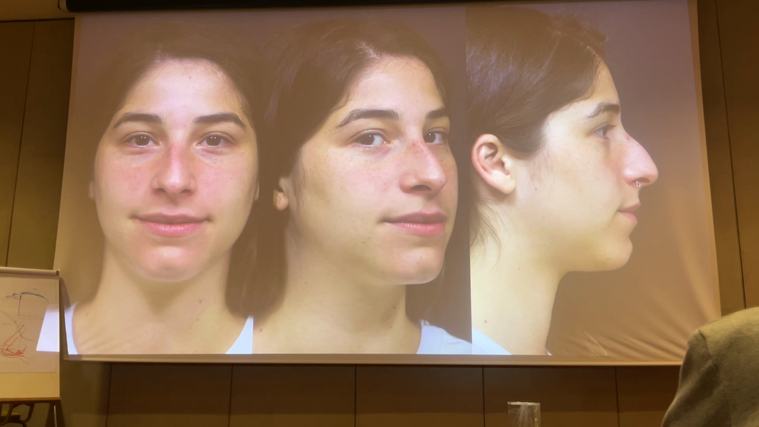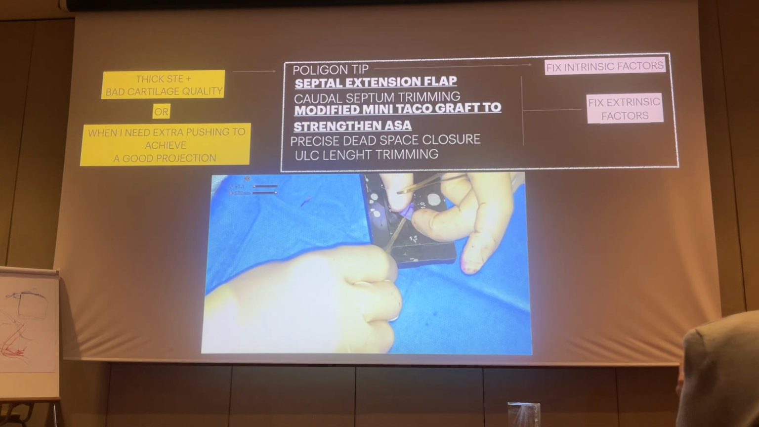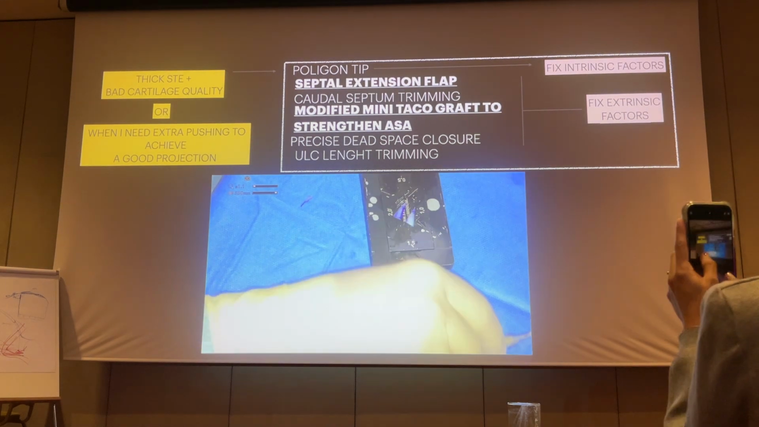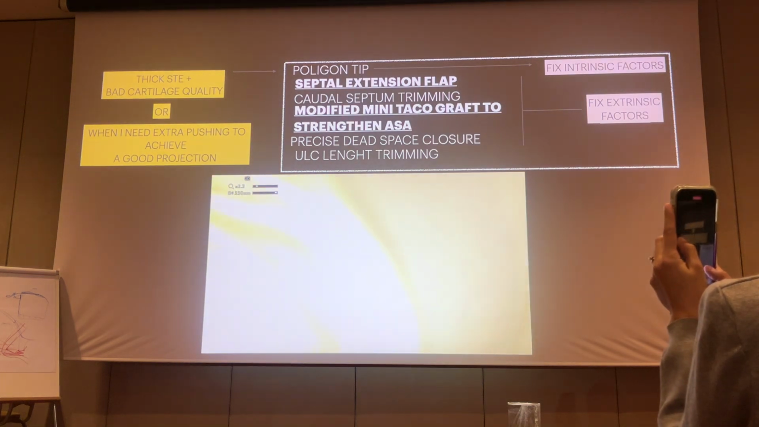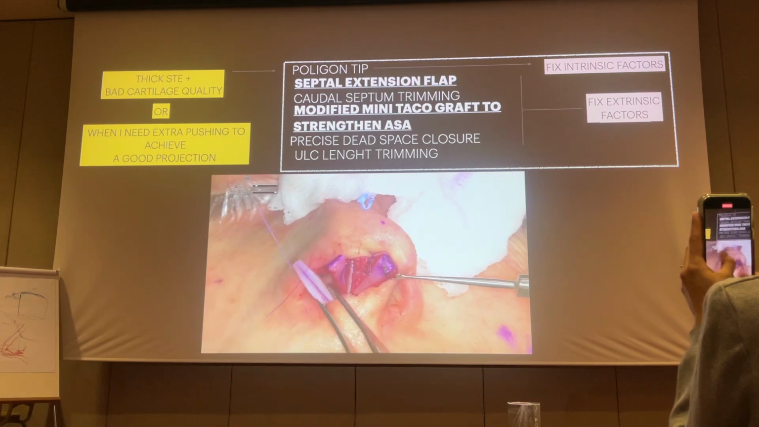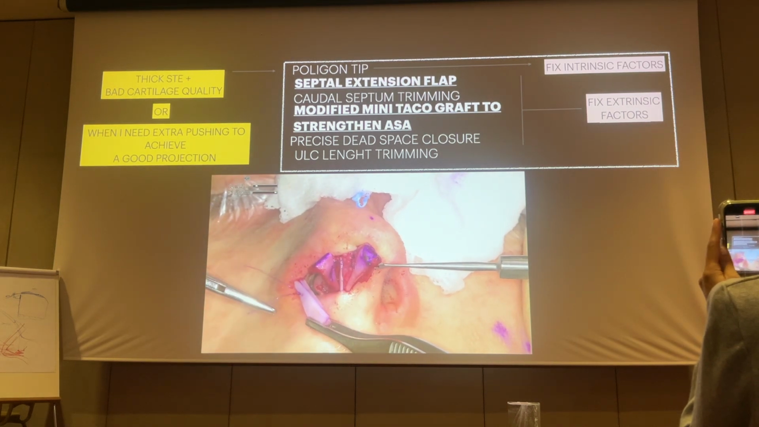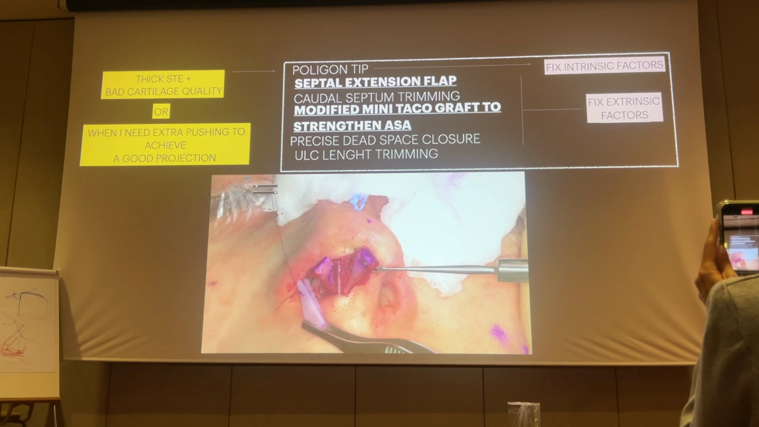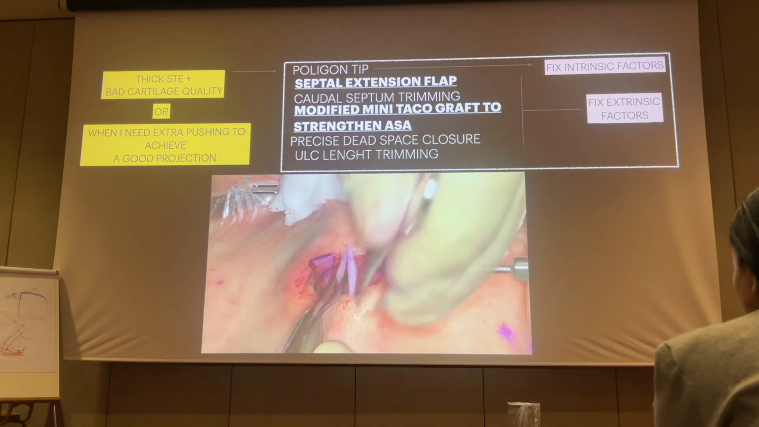But for her, I want an extra push, so what I did, a mini taco. So it means that you do all the tip as I showed you before, but you want also to give more strength to the wasa. So you take these two small grafts and they hug the wasa and the caudal septum, you put inside, but the trick is this.